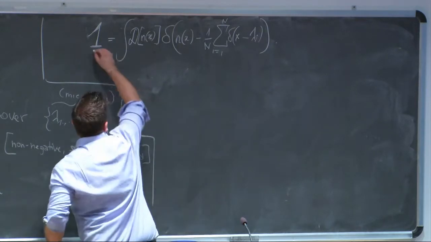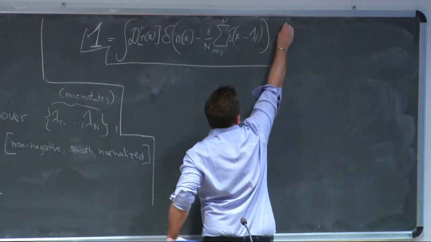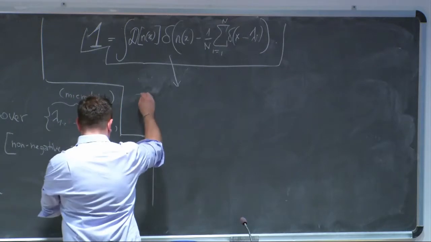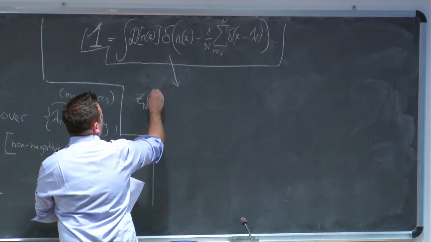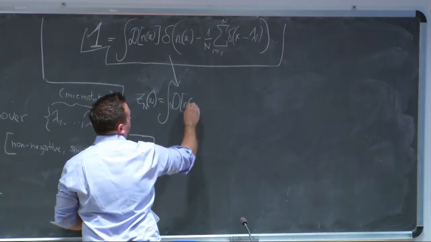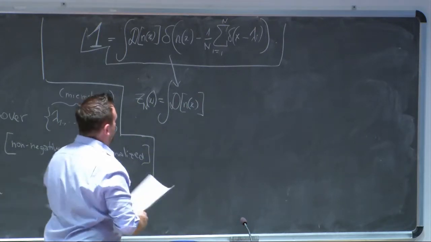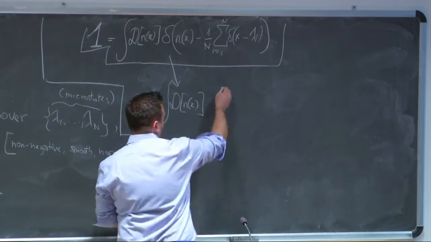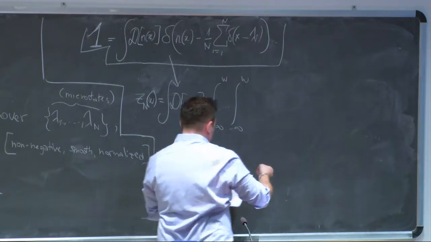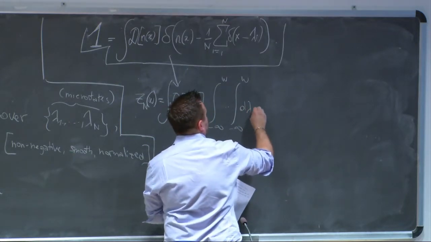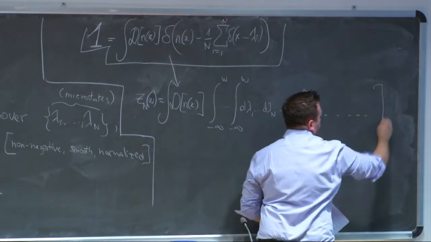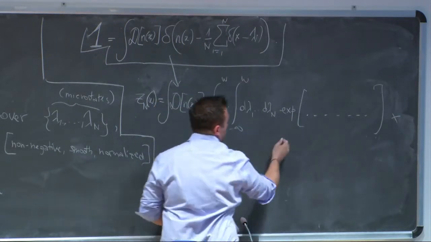Good. Okay, so now we have a very interesting representation of 1 that we insert into the integral we had before. So what we obtain is that by exchanging the order of integration, we can rewrite our partition function as a functional integral over smooth functions n of x of what? Of the integral between minus infinity and w of d lambda 1, d lambda n, of the exponential of everything else times this delta.